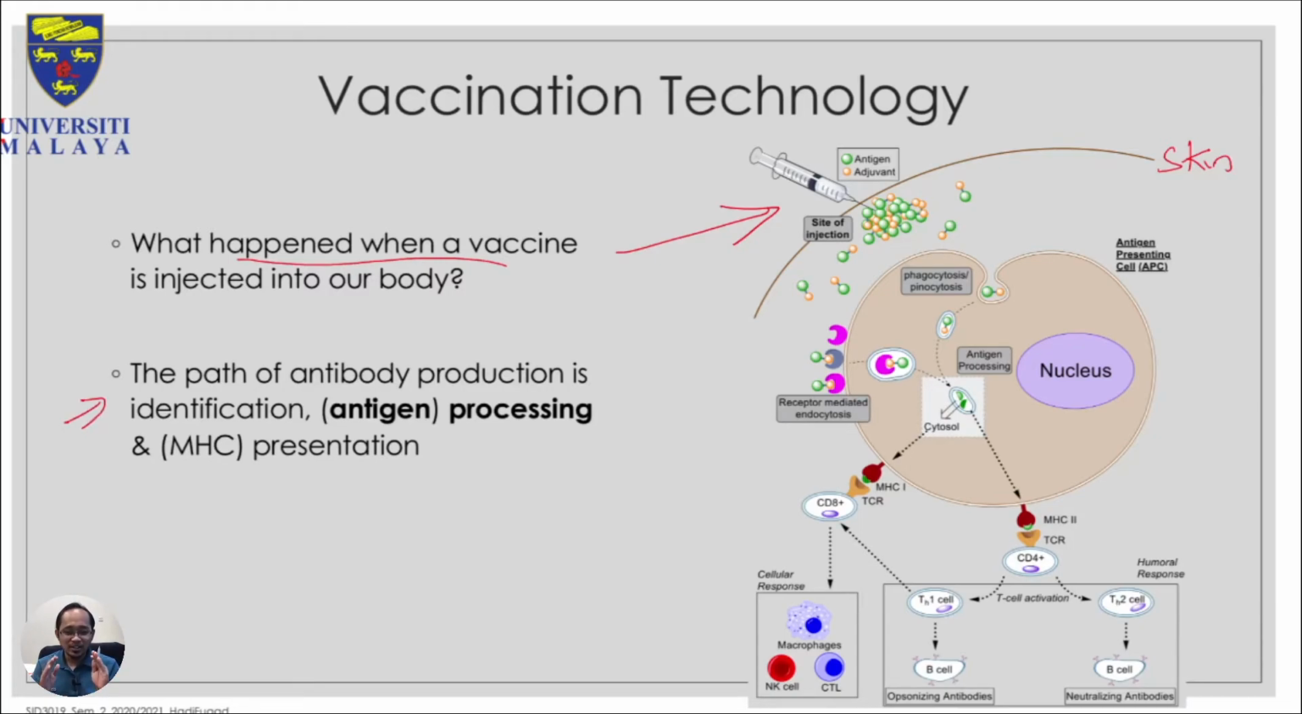The part for antibody production, or any immunity protection, so to say, is first identification. Second, processing, and the third is presentation. So the foreign object, or the vaccine construct, the vaccine itself, not the syringe. The syringe is used to inject the vaccine. The vaccine itself needs to go through three processes before antibody can be produced: identification, processing, and presentation.